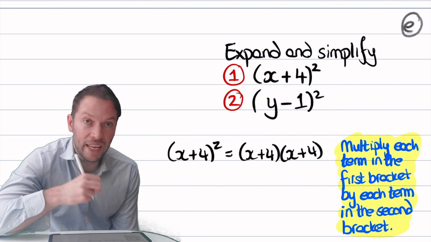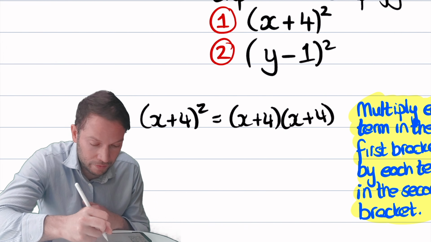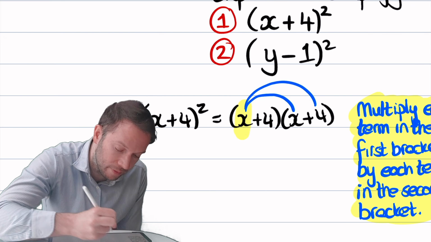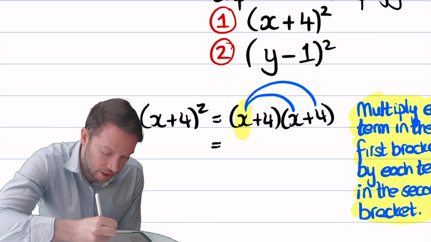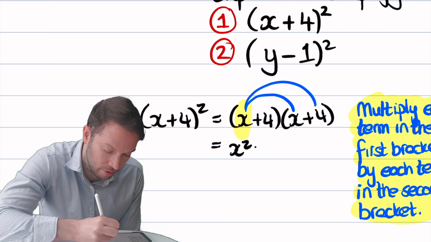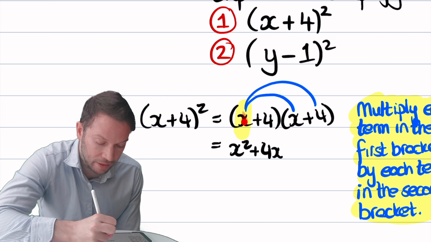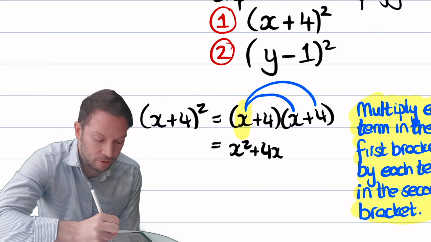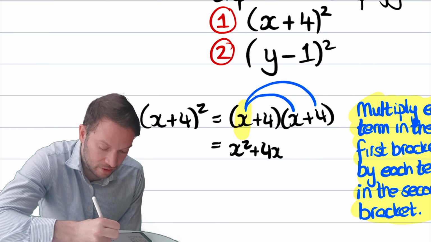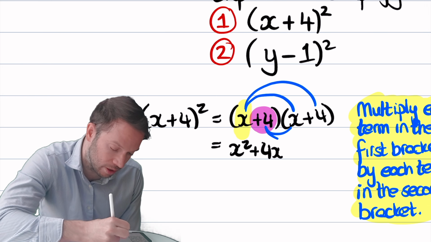As we said, we multiply each term in the first bracket by each term in the second. The way we saw we could do that is we just focus on the first thing in the first bracket first and multiply by each thing in the second bracket. So we do the x times the x, which is x squared, and we do the x times the 4, which is plus 4x. Because we've done the first thing in the first bracket with everything in the second bracket, we now do the second thing in the first bracket multiplied by each thing in the second bracket. So we're going to do the 4 times the x, and we're going to do the 4 times the 4.